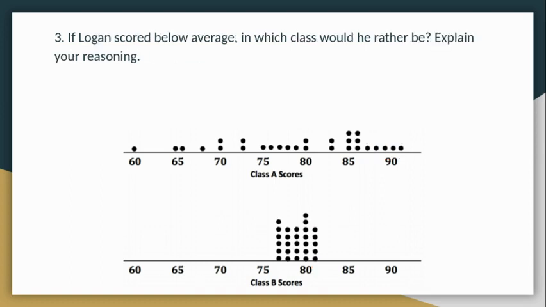If Logan scored below average, in which class would he rather be? Use the same reasoning as you answer question 3. Pause the video until you've written down your answer and explanation. If Logan scored below average, I would reason that it is better to have been in Class B, since even the below average students are close to the mean and score around 77, whereas the below average scores for Class A are around 70 or less.